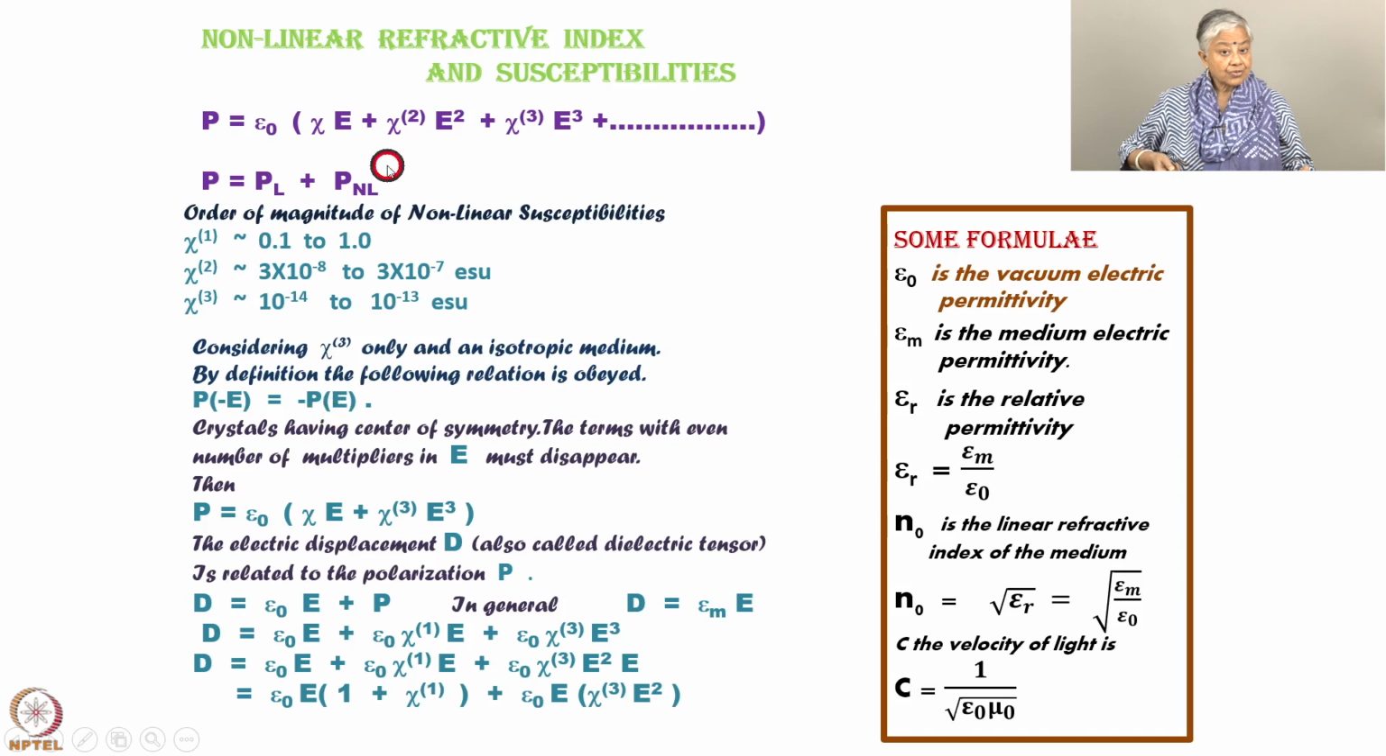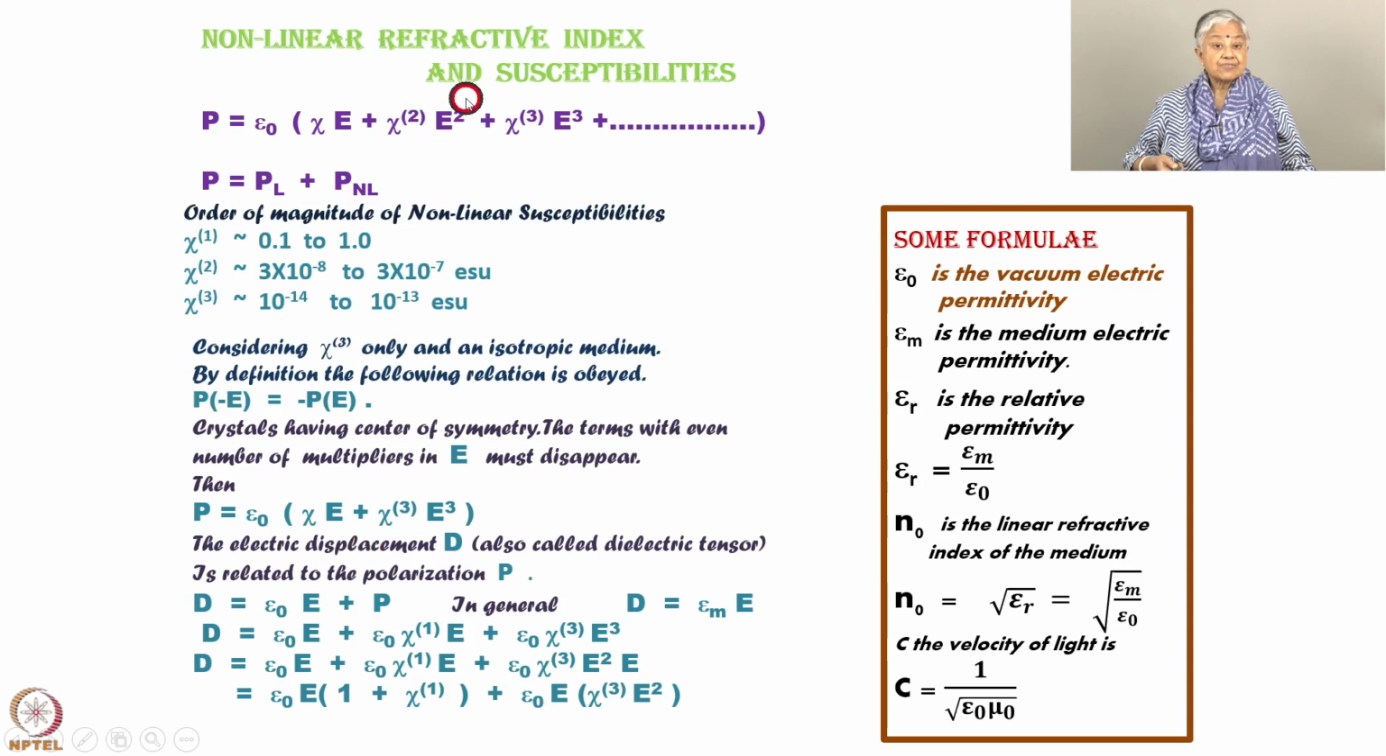So here we have got rid of the chi 2 E square term, since E square becomes 0. If you take a crystal which is centrosymmetric, which has a center of symmetry, these terms will vanish. So what am I left with? I am left with the chi 3 term and the first order, which is the linear term. In the nonlinear term, I am left with chi 3 E cube. So chi 2 I can forget about for the moment.